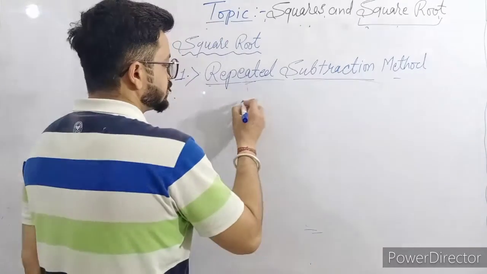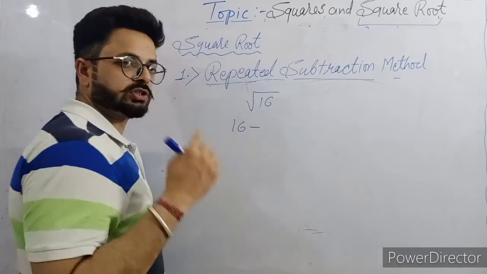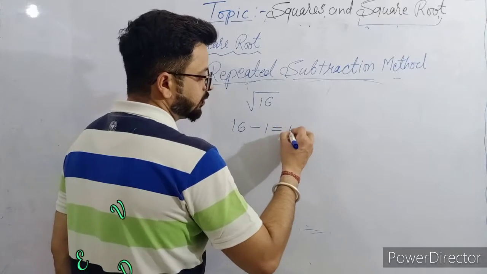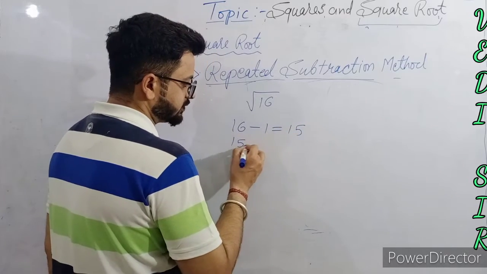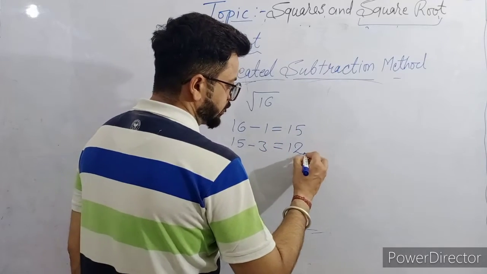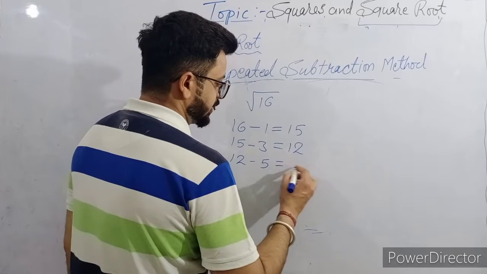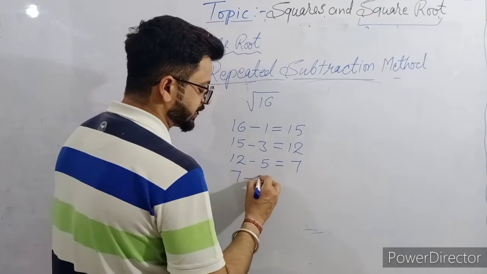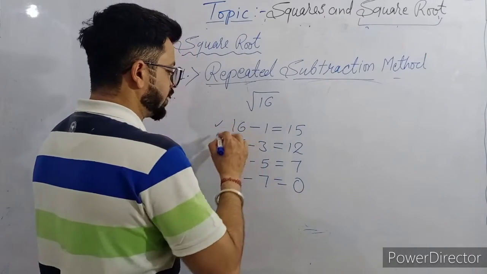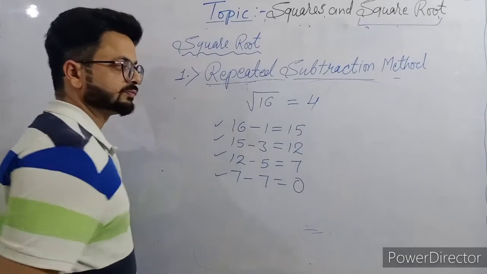Now how to calculate the square root? The same method, we will start to subtract the odd numbers from the given number. Here 1, now 15. From 15 we will subtract 3. We are taking odd numbers. Now 12. From 12 we will subtract 5. Now 7. From 7 we will subtract 7, 0. How many times did we do subtraction? 1, 2, 3 and 4. It means the answer will be 4.